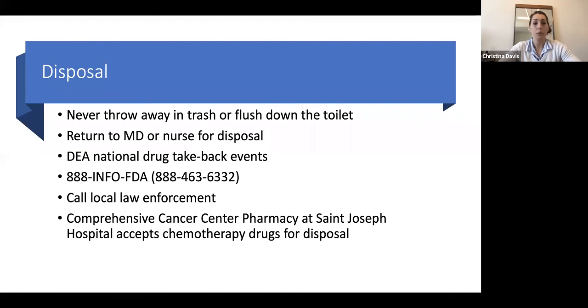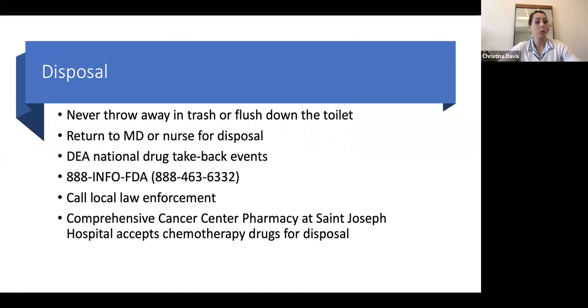In terms of disposal, never, never, never throw oral cancer therapies in the trash or flush them down the toilet. Never. So I have all of my patients bring them back to us because we can dispose of chemotherapy. If they ever have questions, there are 2 DEA national take-back events a year if they don't want to wait until then. There's also an FDA number where you can call and they can provide additional information, or they can call their local law enforcement.